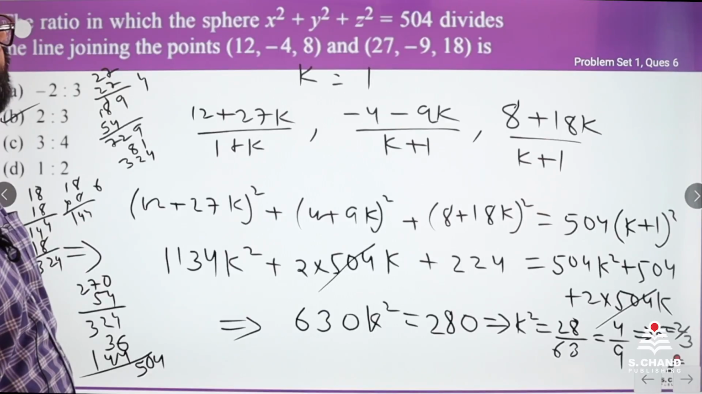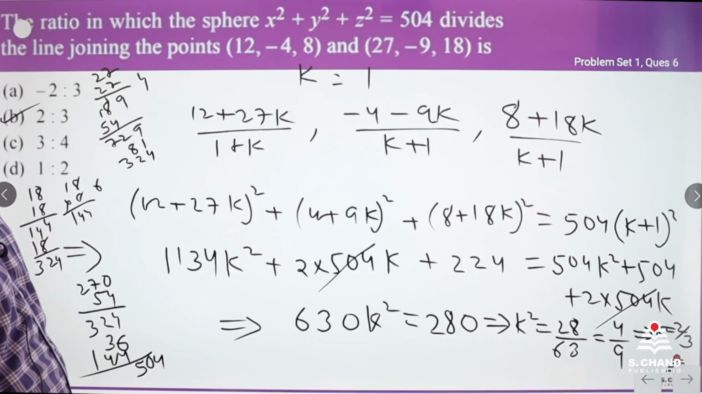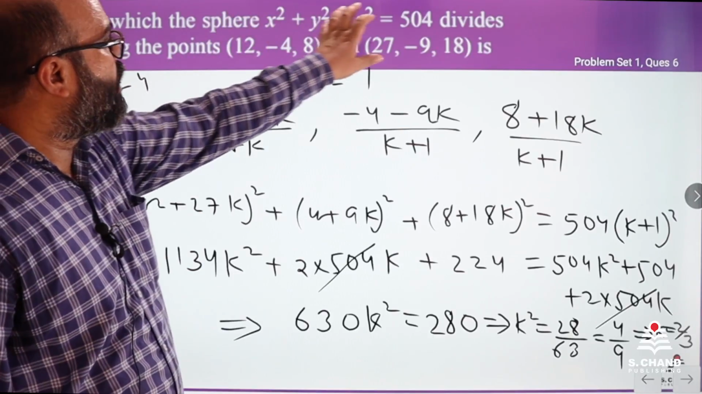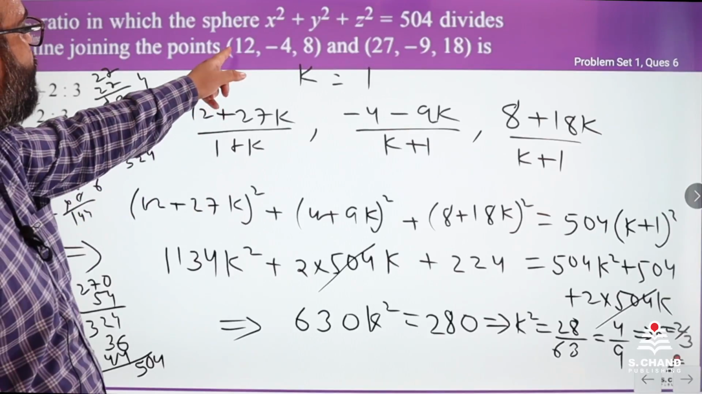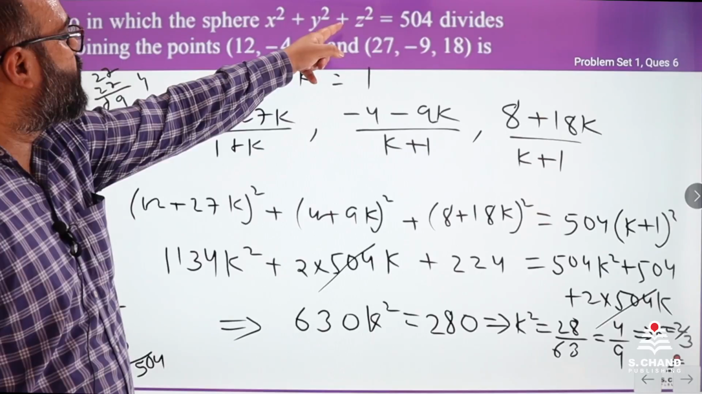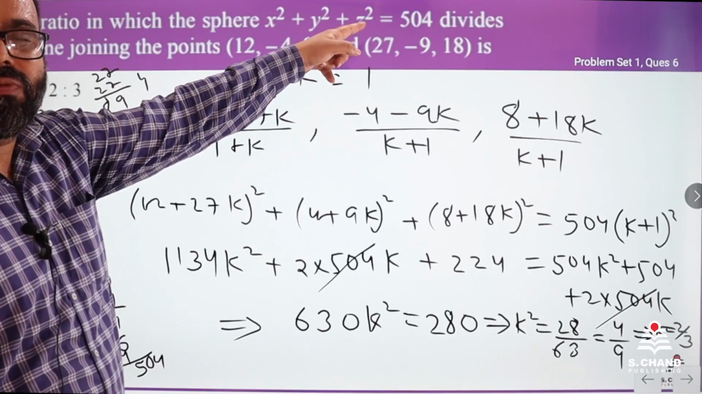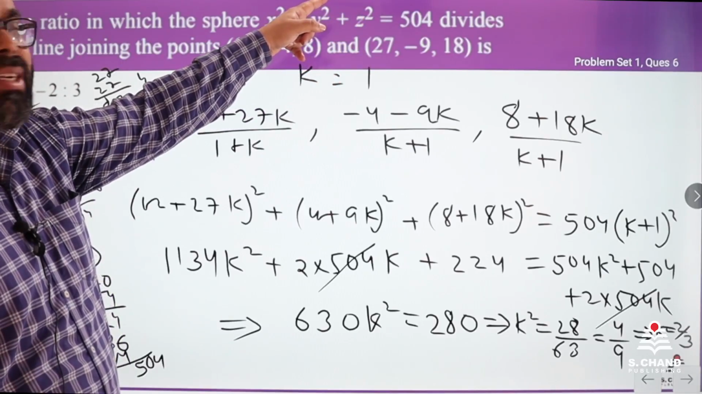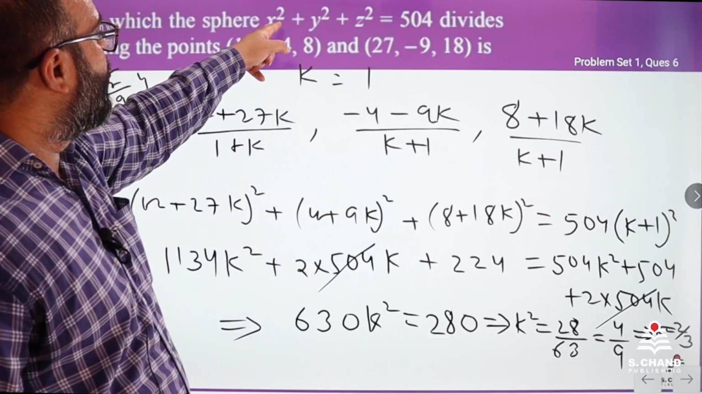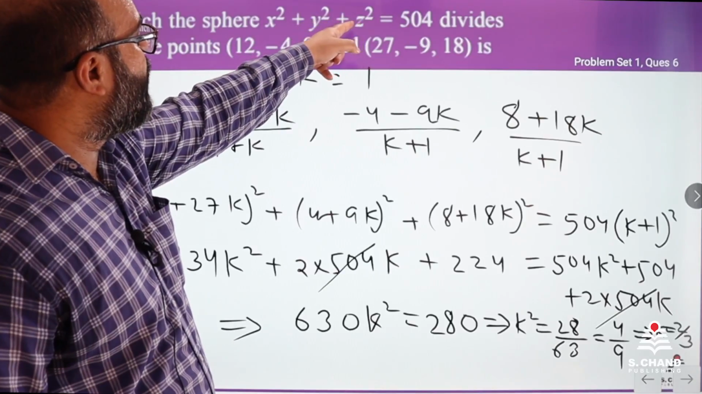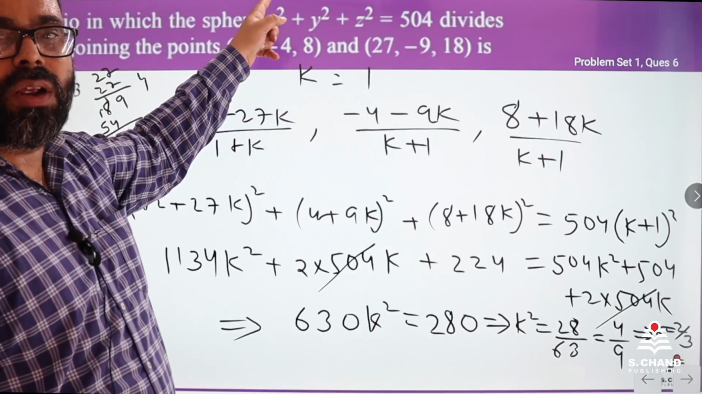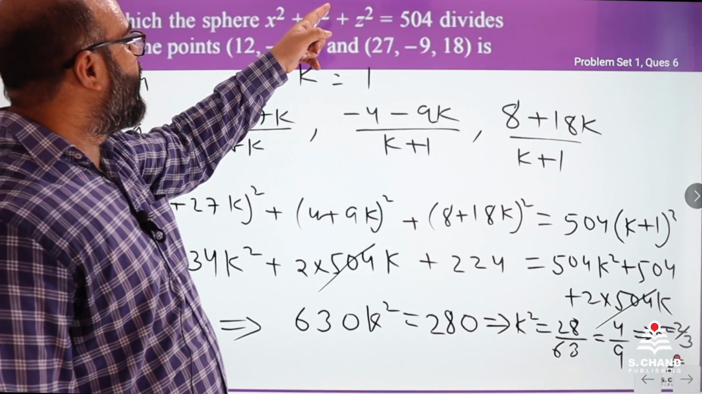So we have to see whether this point is inside or outside, what is the situation. So if we put here, it will be 144 plus 16 plus 64, which is actually less than 500. So this is a negative value, S1 is negative, so it is inside the sphere. And if you put 27 here and minus 9 here and 18 here, the value will be greater than 500, as 27 square alone is 729. So we will say that this is positive.